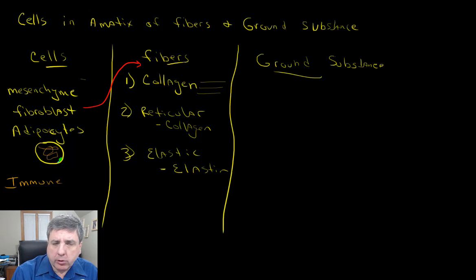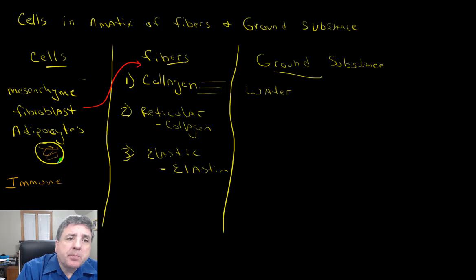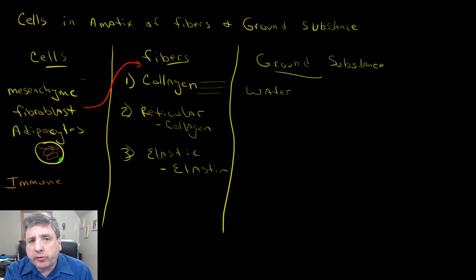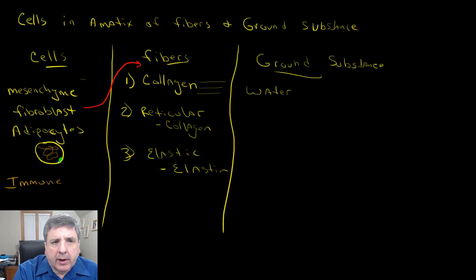And then your third component of connective tissue is going to be the ground substance. And your primary component of ground substance is going to be water. Okay? And some tissues will have more water than others. But it's not just water by itself. You're going to have solutes, dissolved substances in the water. You can have amino acids in there. You can have oxygen dissolved in there. You can have a number of different things dissolved in the water.